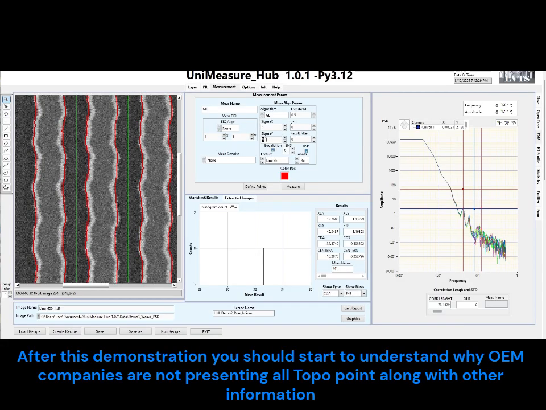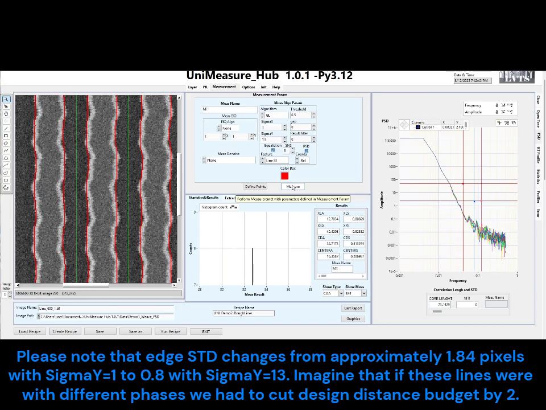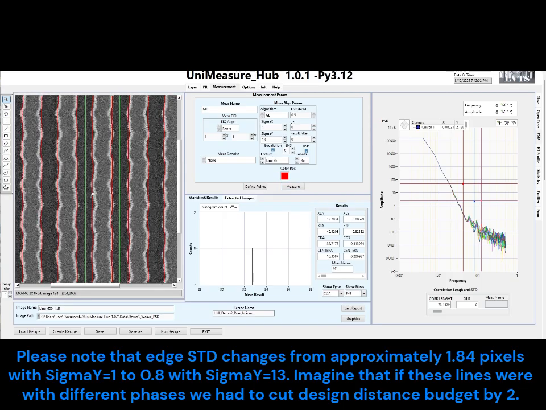After this demonstration, you should start to understand why OEM companies are not presenting all topo points along with other information. Please note that the edge STD changes from approximately 1.84 pixels with sigma y equals 1 to 0.8 with sigma y equals 13. Imagine that if these lines were with different phases, we would have to cut the design distance budget by 2.